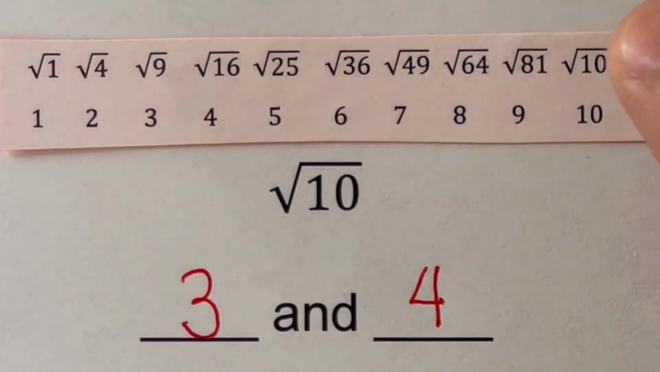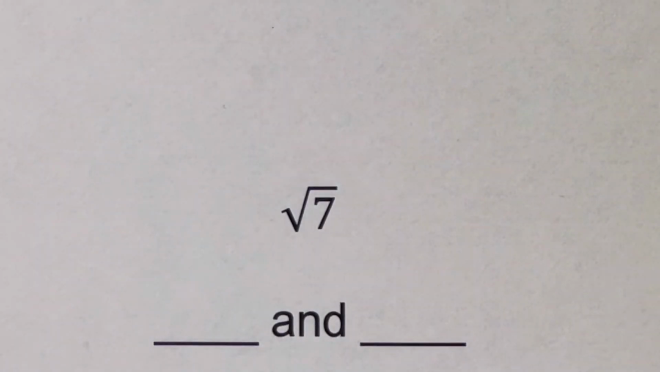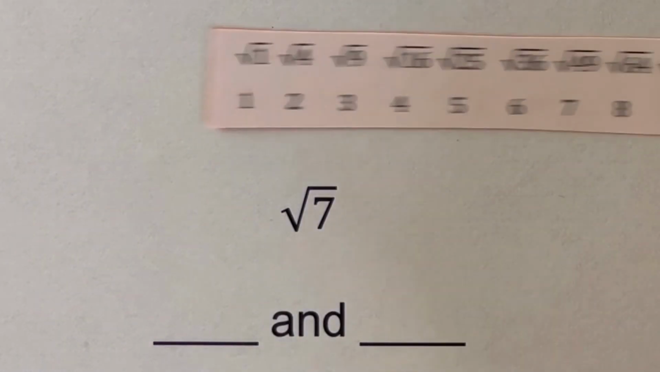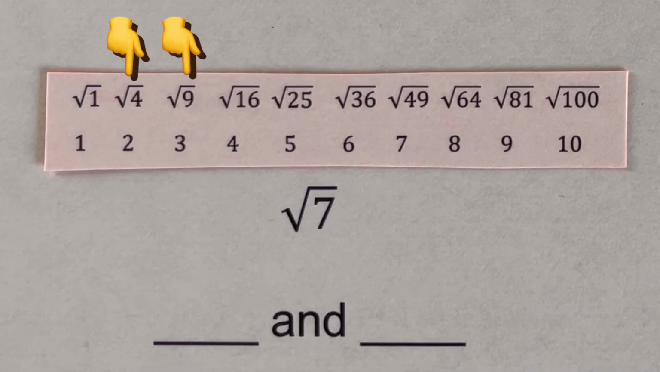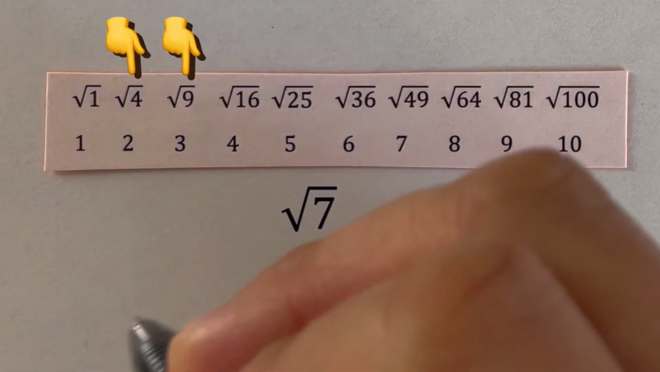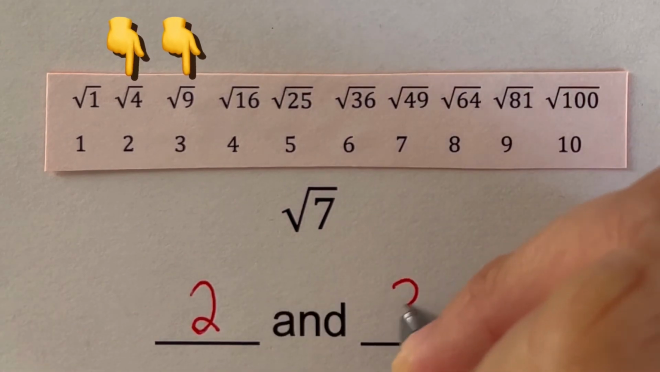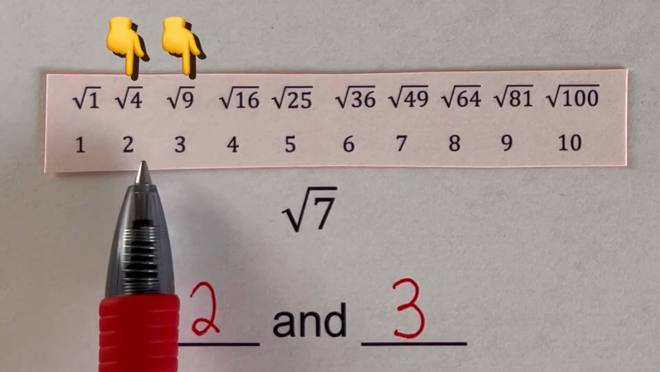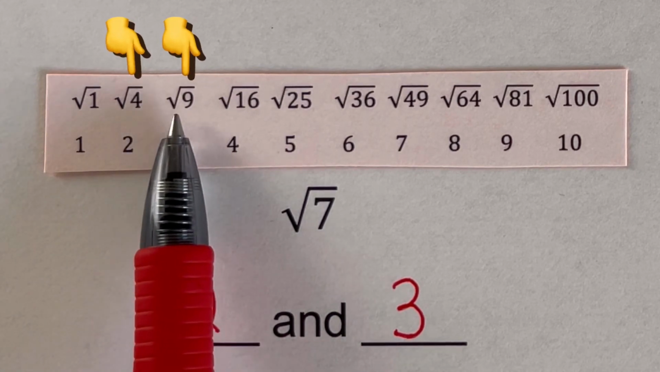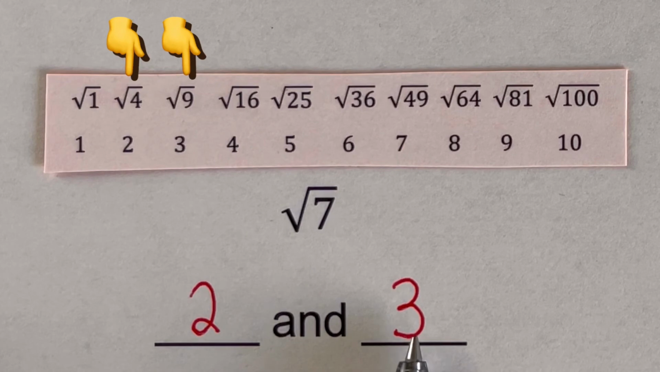Now let's move on to the next one right here. So, the square root of 7. Again, we have this list. If we look at the list, this square root of 7 is located between the square root of 4 and the square root of 9. And the two whole numbers would be 2 and 3. Because it's located between the square root of 4, the value of which is 2, and the square root of 9, the value of which is 3. So the square root of 7 is in between these two.